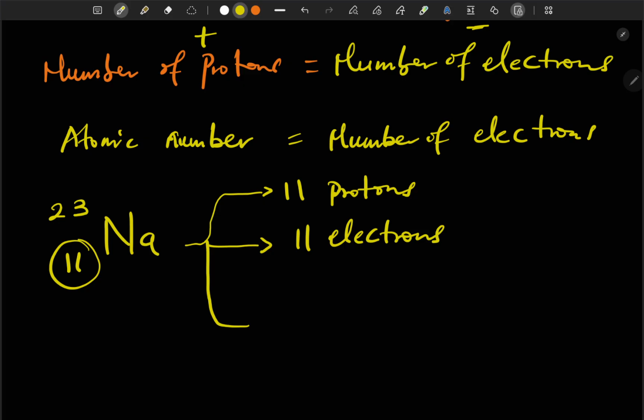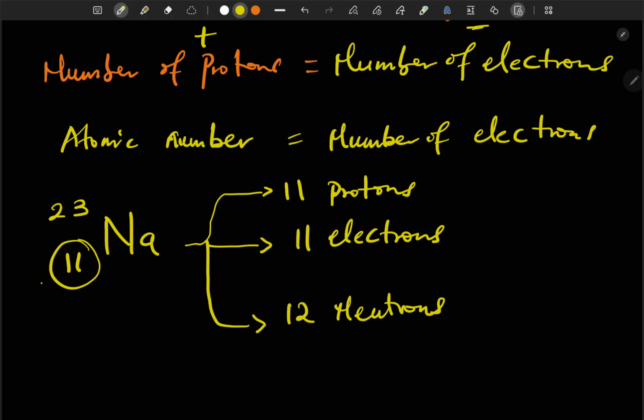Do you get that? 11 protons also means we have 11 electrons. So we can say that this atomic number can also tell us how many electrons are present in the atom. So 11 protons, 11 electrons. And remember that we did the calculation for number of neutrons. We subtracted 11 from 23 and we got 12 neutrons.